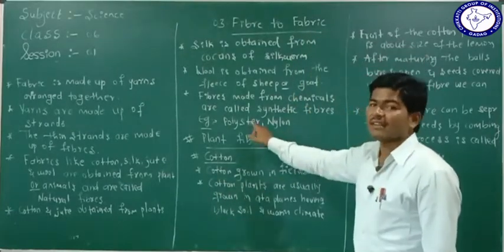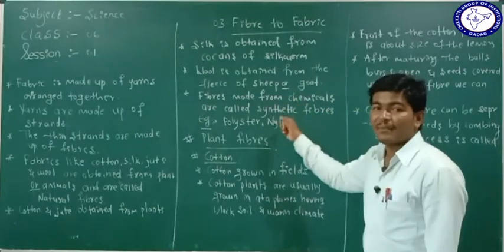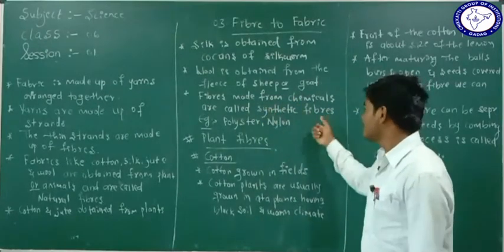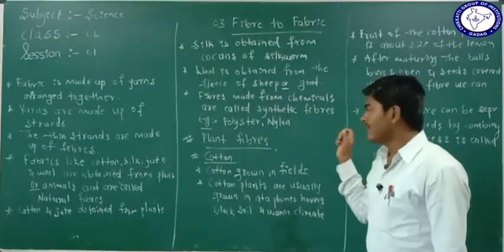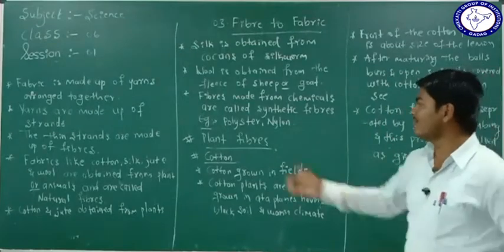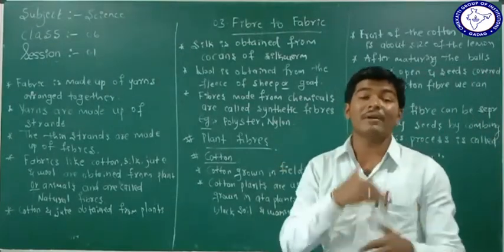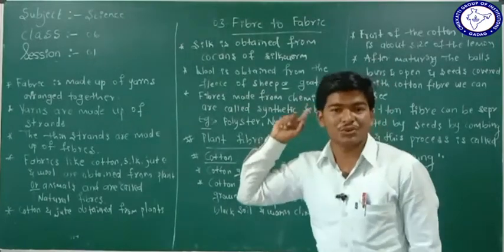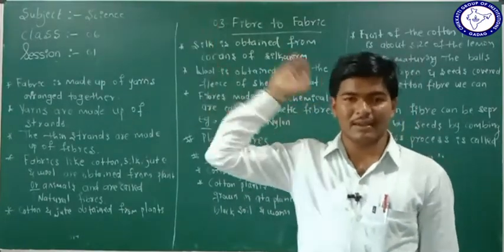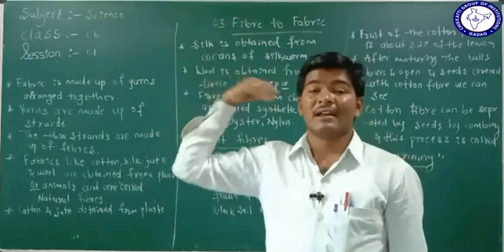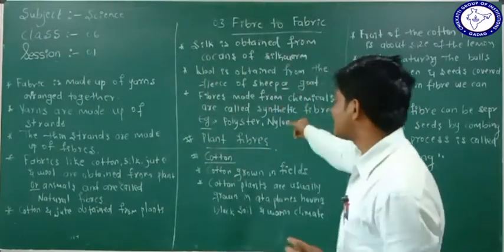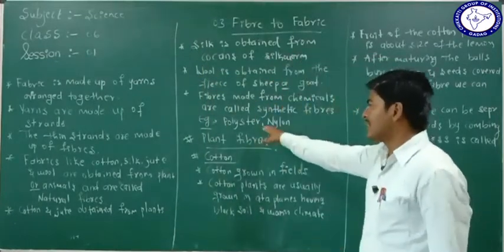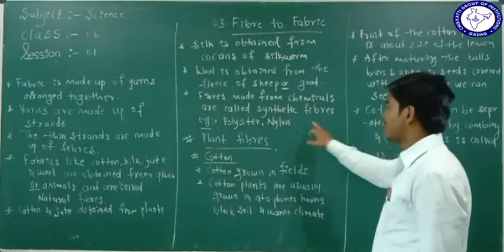That polyester is a synthetic product, a chemical product, therefore we call it a synthetic fiber. Now we are going to see the plant fibers. We are going to study the plant fibers one by one. First one is cotton, next one is jute, and animal fibers like silk and wool, and finally we are going to study the synthetic fibers, considering the examples of polyester and nylon.